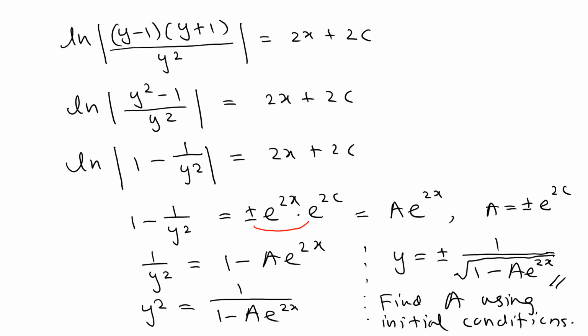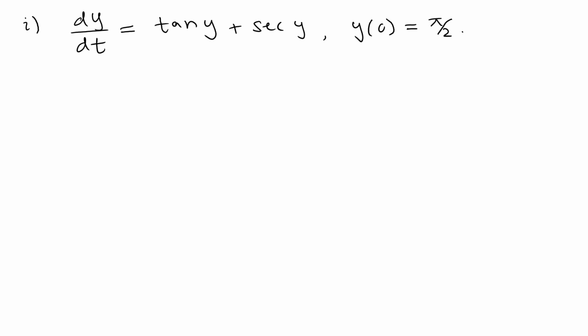Just to complete all the different types, I'm going to do one more, a trigonometric problem. So let's do that as the last one. Let's try to solve this problem: dy over dt equals tan y plus secant y, along with the initial condition y(0) equals pi over 2. Clearly this is type 2. So we're going to divide. We can write this as 1 over tan y plus secant y, dy, equals, and the other side is simply dt.